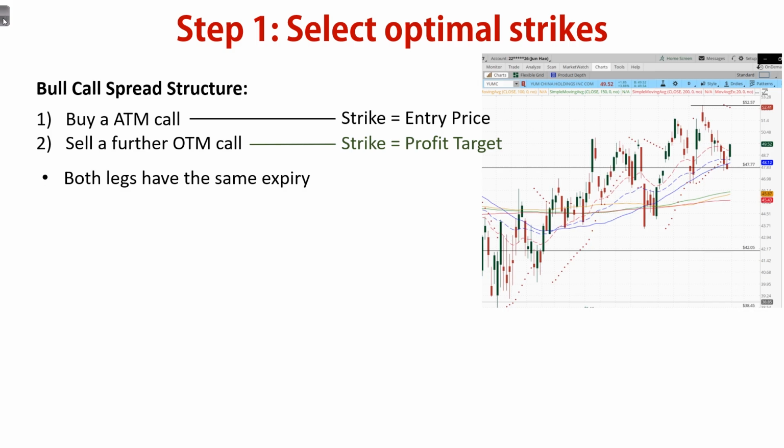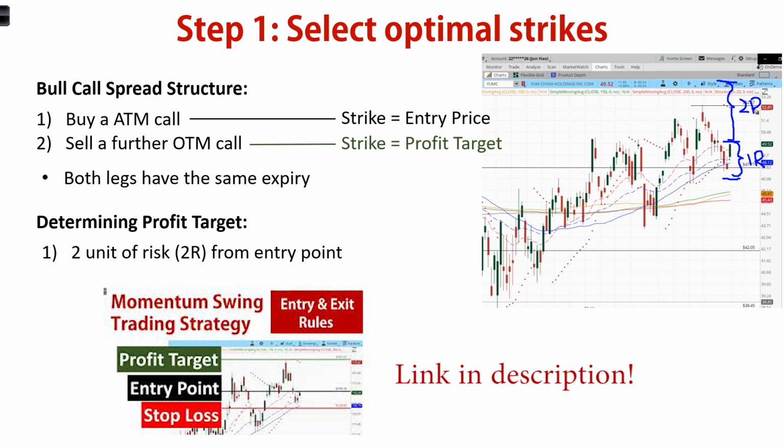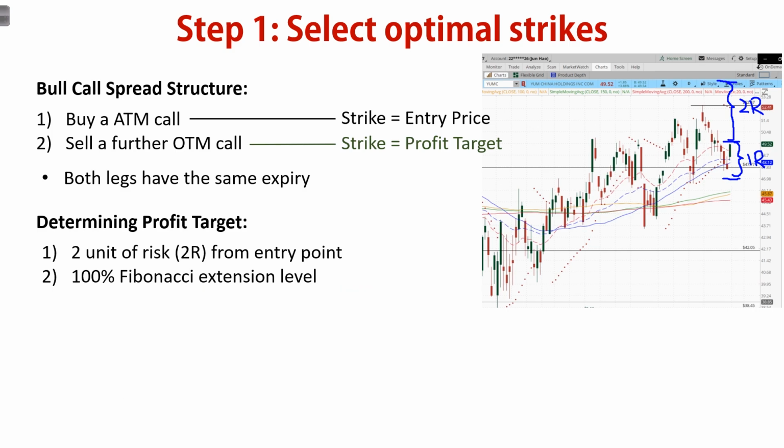There are a few ways to do this. First, you can calculate your profit target just as if you are going to swing trade the stock. Set a suitable stop loss, get the distance from your entry point to stop loss as your 1 unit of risk, and then double that distance to arrive at your profit target. For this, watch part 3 of the momentum swing trading video to learn more about this method. The second way is through the Fibonacci extension levels. Identify your start and end of the impulsive and corrective wave and take the 100% level as your profit target.